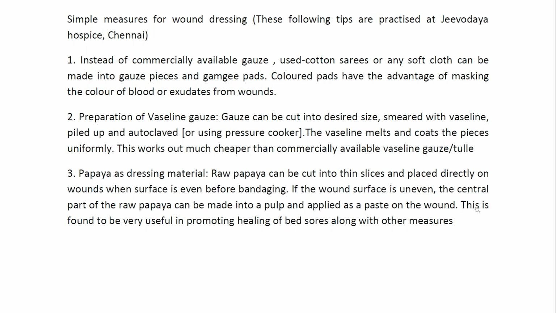Papaya as dressing material. Raw papaya can be cut into thin slices and placed directly on the wounds when the surface is even, before bandaging. If the wound surface is uneven, the central part of the raw papaya can be made into a pulp and applied as a paste on the wound. This is found to be very useful in promoting healing of bed sores along with other measures.